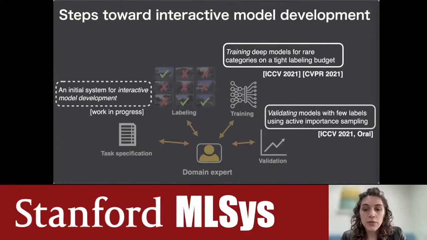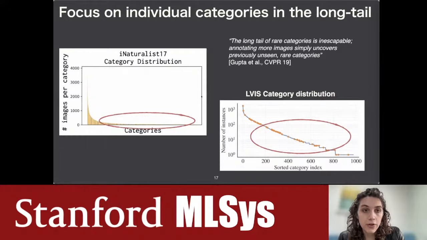Now, in all this work, we mostly focus on the long tail of categories, because this is where most categories are in the real world. So for example, these two plots show the number of images for each category, sorted in descending order from left to right by number of images, in two well-known and recent computer vision data sets that actually model natural category distributions. As you can see inside the red ovals here, the long tail actually makes up the vast majority of categories. But the individual categories themselves are actually quite rare.